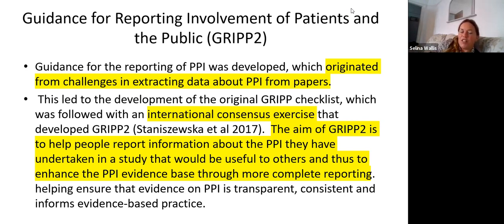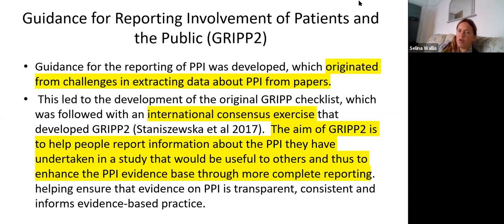Okay, so GRIPP2 stands for Guidance for Reporting Involvement of Patients and the Public. And it was originally developed by researchers who were trying to extract data from published papers about public involvement. And basically what they found is there was a real lack of consistency around how people wrote about public involvement, and a huge lack of detail about how people did things, what they did, when they did it, and what the impact of that was.